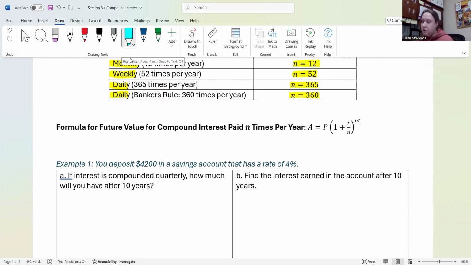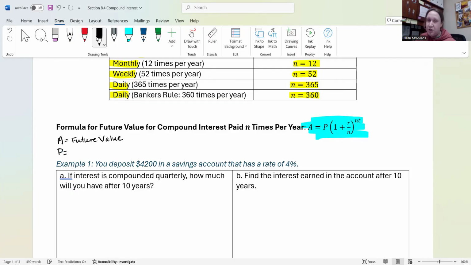So the formula for future value for compound interest paid n times a year is as follows. It's a little bit messier than what we're accustomed to, but that's okay. We have calculators. I want to remind you that A is future value. P can be thought of as principal, but we typically think of it more as present value. So it's like how much you would have today.